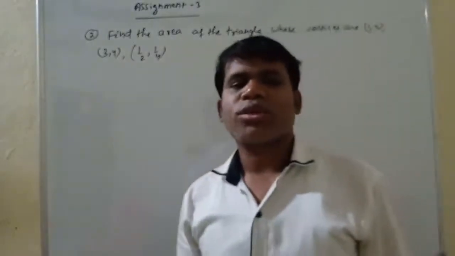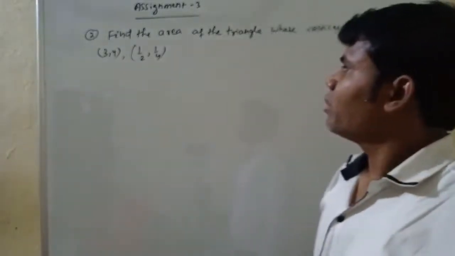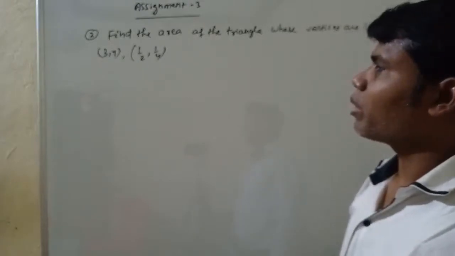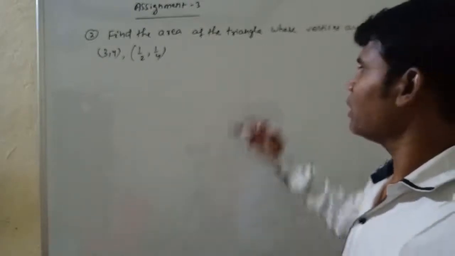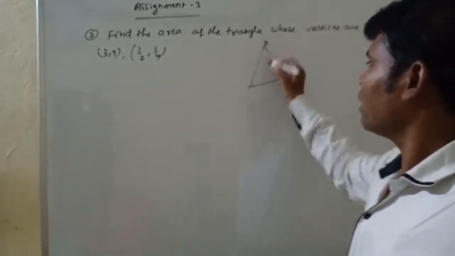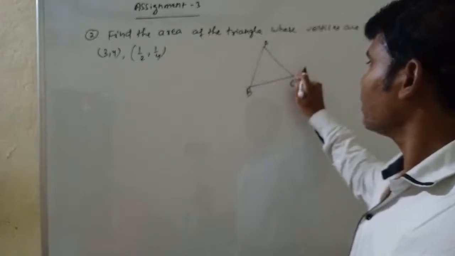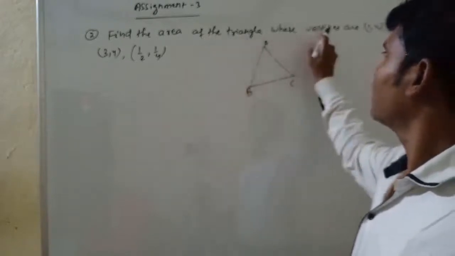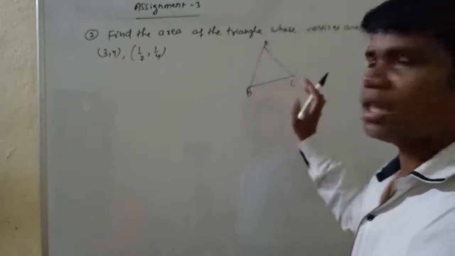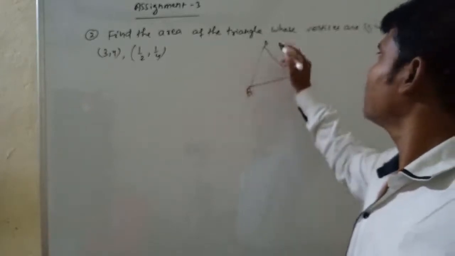You see the next question. Find the area of the triangle whose vertices are (1, 2), (3, 4), (1/2, 1/4). You see, suppose ABC is the triangle. Okay, three vertices are given. A is a vertex, B is a vertex, C is a vertex. That means three vertices are given.